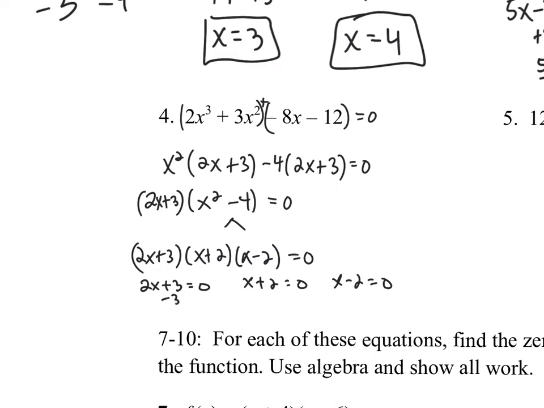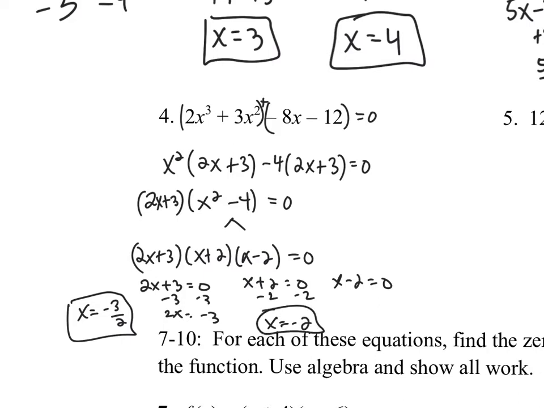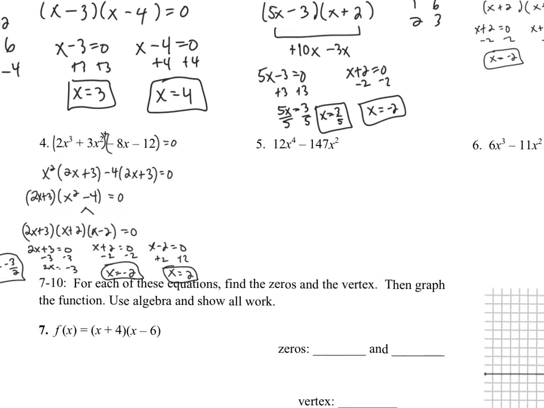For the first one, I subtract 3. I get 2x equals negative 3. And then I divide by 2, and I get x equals negative 3 over 2. For the next one, I subtract 2, and I get x equals negative 2. And then we add 2, and we get x equals 2. All right, number 5.